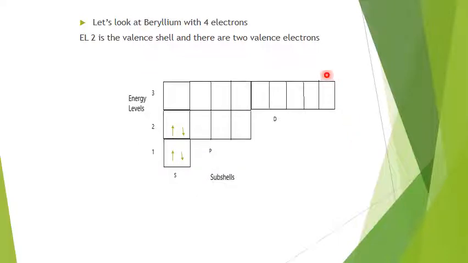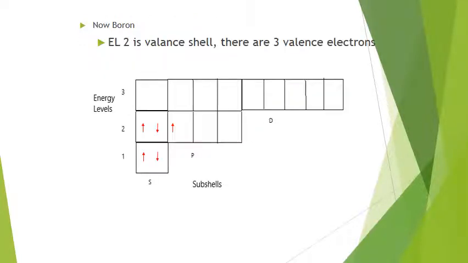All right, now let's look at an atom that has 4 electrons, beryllium. Again, it has 4. So the first one goes up, the second one comes down, 2. The third one goes up just like lithium, and the fourth one, well, there's space still in this square here, so it goes right here. So beryllium has 2 energy levels. The second level is the valence shell, and it has 2 valence electrons.